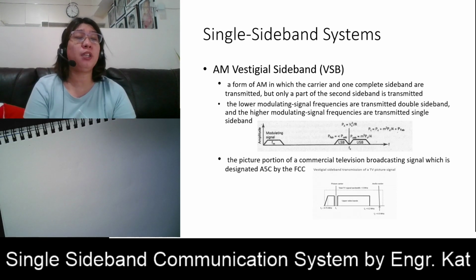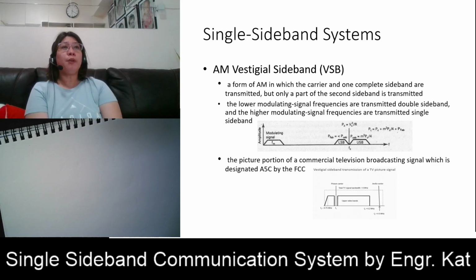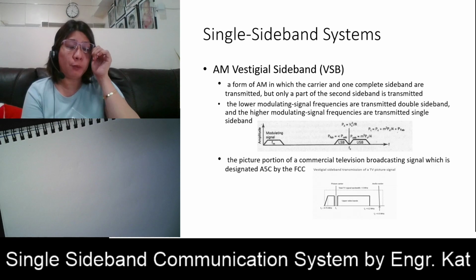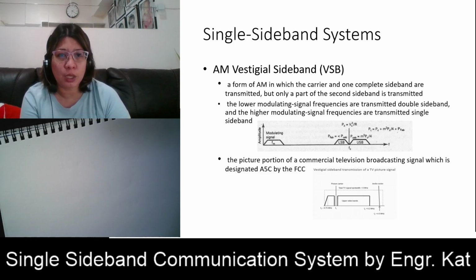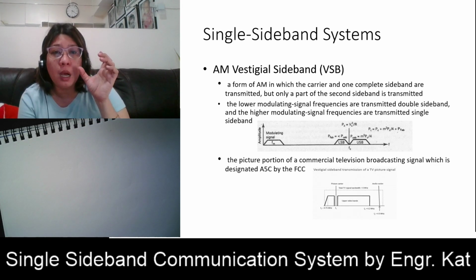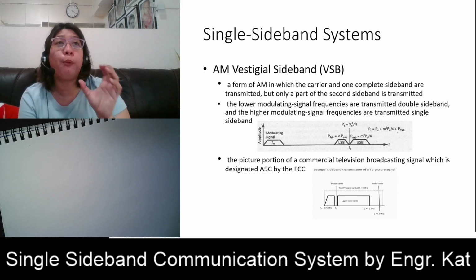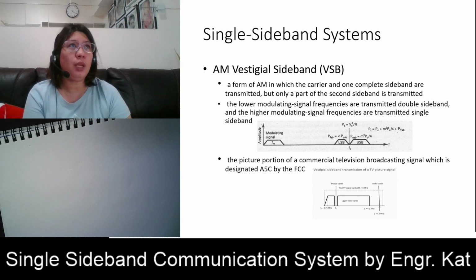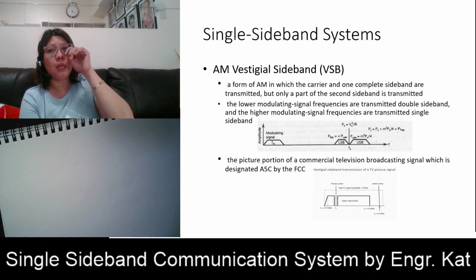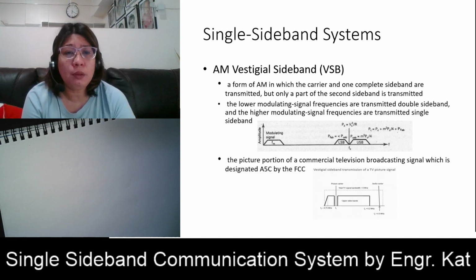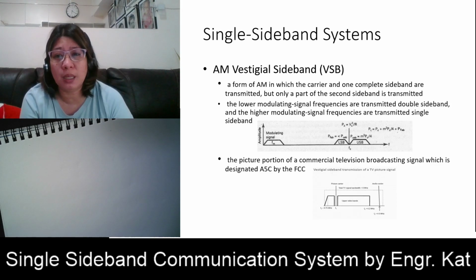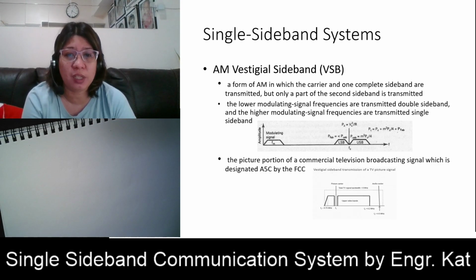Usually the carrier is transmitted at full. The lower frequencies can appreciate the benefit of 100% modulation, whereas the higher frequencies cannot achieve more than the effect of 50% modulation. So it's like the whole lower sideband and a portion of the upper sideband. One practical application of vestigial sideband is the picture portion of a commercial television broadcasting signal, which is designated as A5C by the FCC.